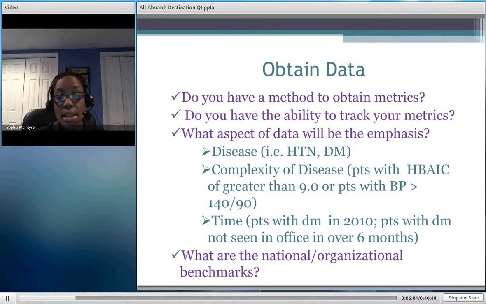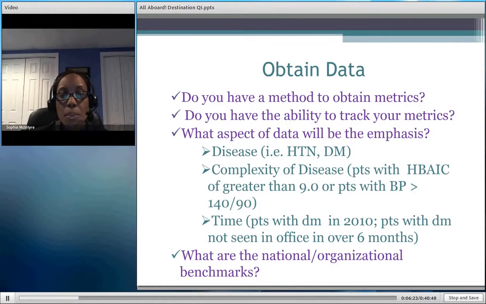Or are you looking at a combination of these things? Are you looking at diabetics that have a hemoglobin A1C of 9 or greater that have not been in the office for 6 months or more? So when you look at your data, you have to figure out what components of the data are important to you and you're willing to work on.